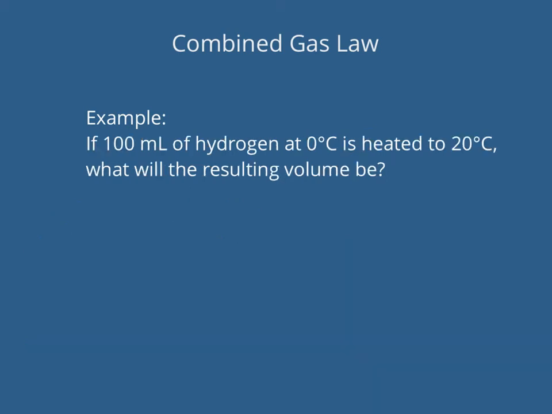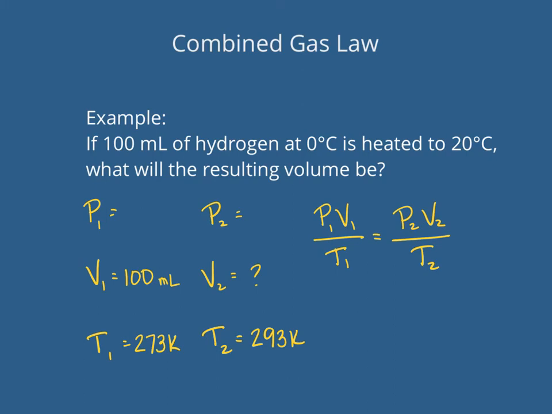If 100 milliliters of hydrogen at 0 degrees Celsius is heated to 20 degrees Celsius, what will the resulting volume be? So first we organize all of our variables. We have our P1, V1, T1, and then our P2, V2, T2. So once we fill in all of our values for our variables, we notice that our P1 and P2 are left blank. They didn't give us any information about the pressure. So what that tells us is that pressure is being held constant. So we're actually dealing with Charles's law.